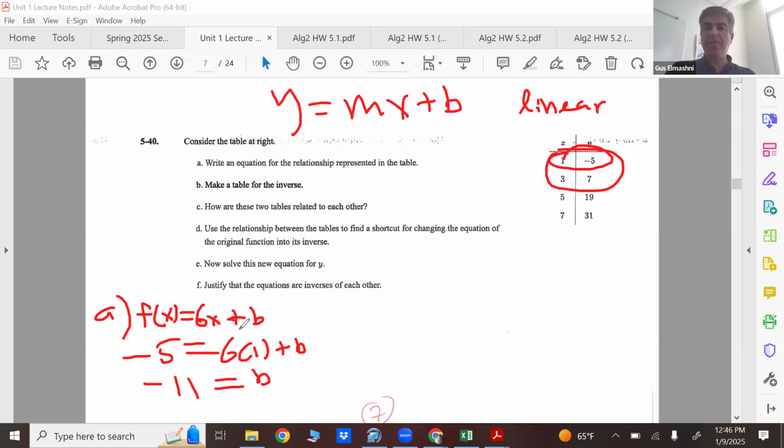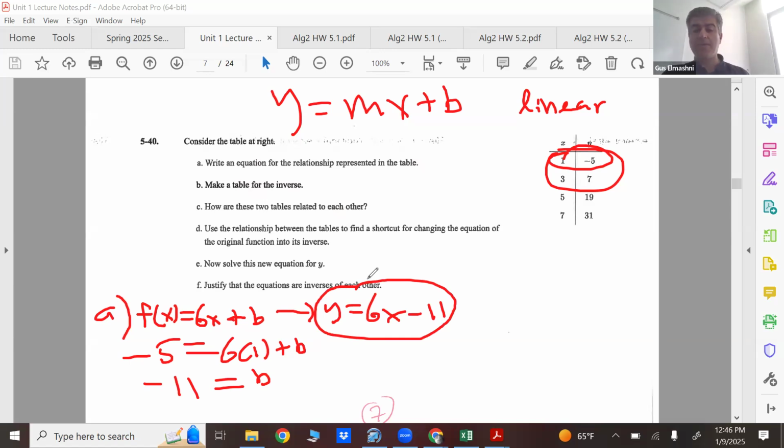-11, actually. You did -5 plus 6. Okay. It's all right. Shake it off. So y equals 6x minus 11, right? And does that make sense for all the other points? It does. If I were plugging 3, 7, 5, 19, 7, 31, it all works out. So that's part A. Does that make sense? So I found the equation.